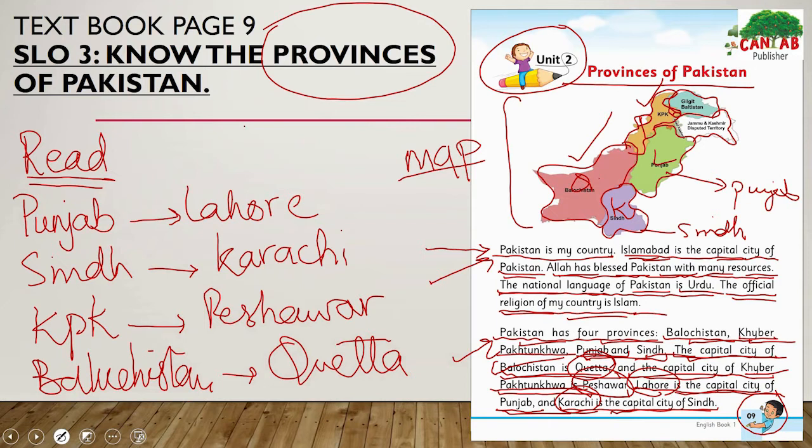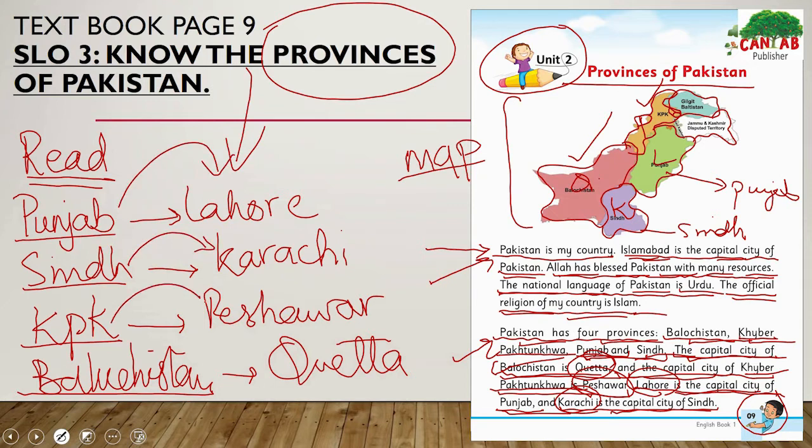Know the provinces of Pakistan. There are 4 provinces, 1, 2, 3, 4. Please remember the number 4. There are 4 provinces of Pakistan, and each province has a capital city. These are the capital cities of all 4 provinces. Punjab is Lahore, Sindh is Karachi, KPK is Peshawar, and Balochistan is Quetta. You have to remember these 4 names of the provinces and their capital cities.